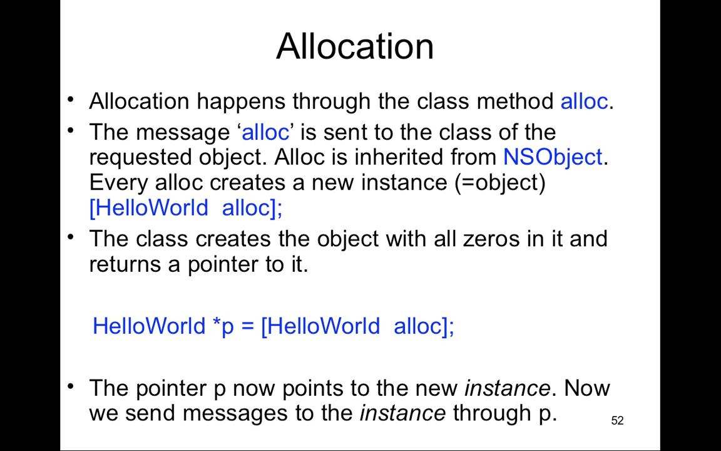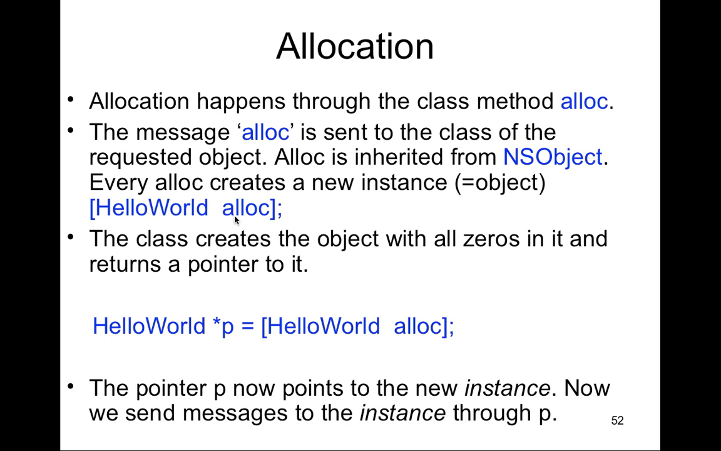So allocation happens when the class method alloc is used. So whenever we're running alloc as a class method on an object, we're allocating it, regardless of what kind of object it is. It's not something you're writing either. It's an automatic method that belongs to NSObject, and it's inherited because we're going new class colon NSObject, and so we're actually inheriting from NSObject, which means we get alloc in with everything. So alloc is a set of classes of the requested object. Alloc is inherited from NSObject. Every alloc creates a new instance, which is going to be equal to the object.